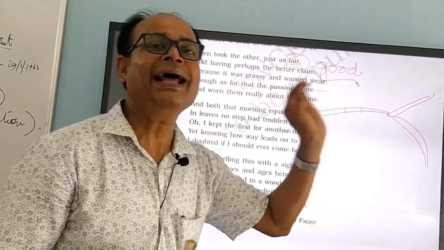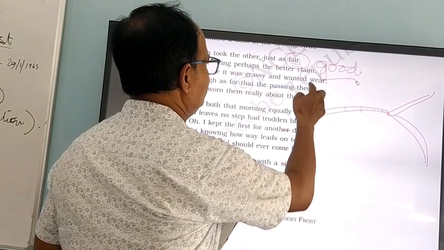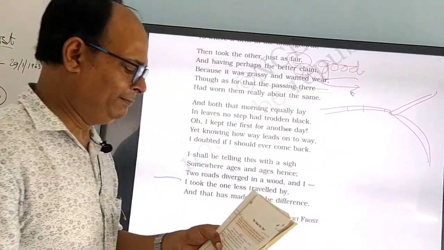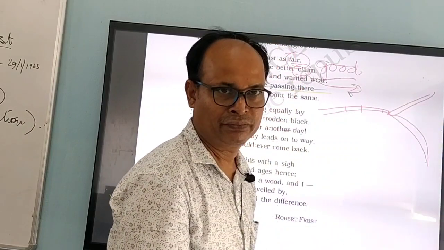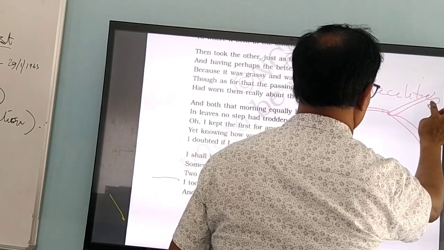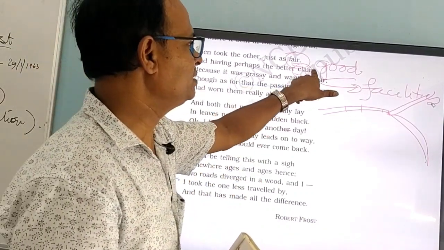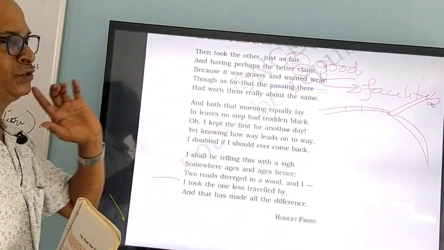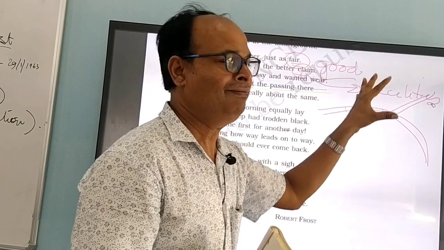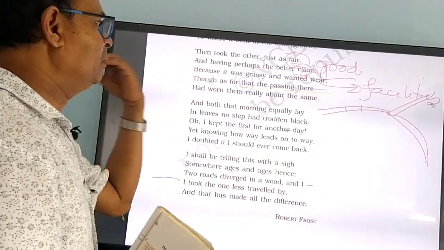So he was thinking that perhaps, meaning he is not actually certain that the other road that he has chosen has a better claim. So what is the meaning of the word claim? Claim means the facilities. Claim means the benefits. Claim means the facilities or the advantages, benefits. This is used as a noun. Therefore, he took the second one because he thought that this had a lot of prospect, a lot of benefits, facilities, advantages over the other one that he did not go for.